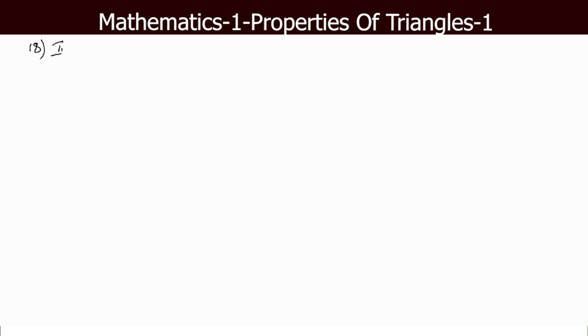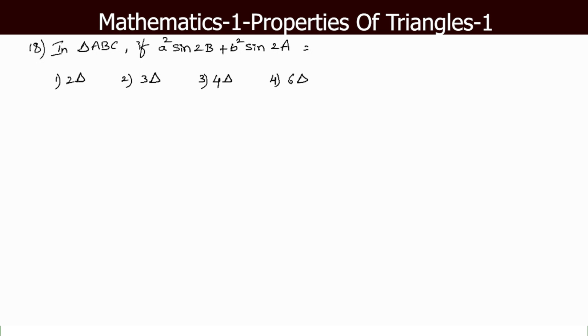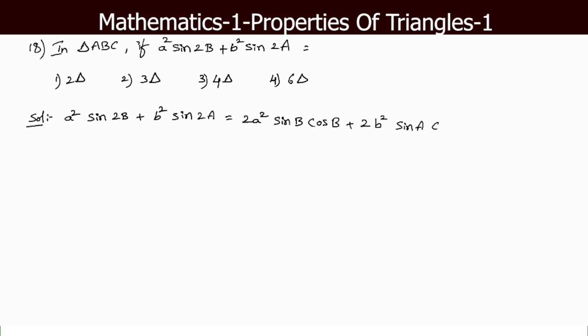Next, 18th problem. In triangle ABC, A square sin 2B plus B square sin 2A is equal to 2 delta, 3 delta, 4 delta, or 6 delta. That means A square sin 2B plus B square sin 2A is equal to 2A square sin B cos B plus 2B square sin A cos A. Again, writing A sin B is equal to B sin A, you will get 2AB sin(A plus B), which is equal to 2AB sin C, which is equal to 4 delta. I think, sorry, this problem is repeated again.